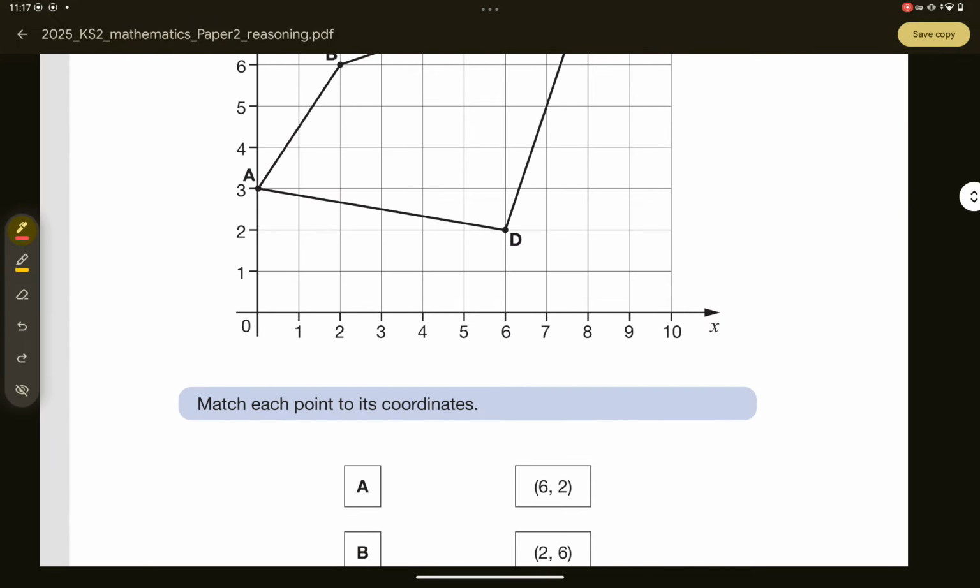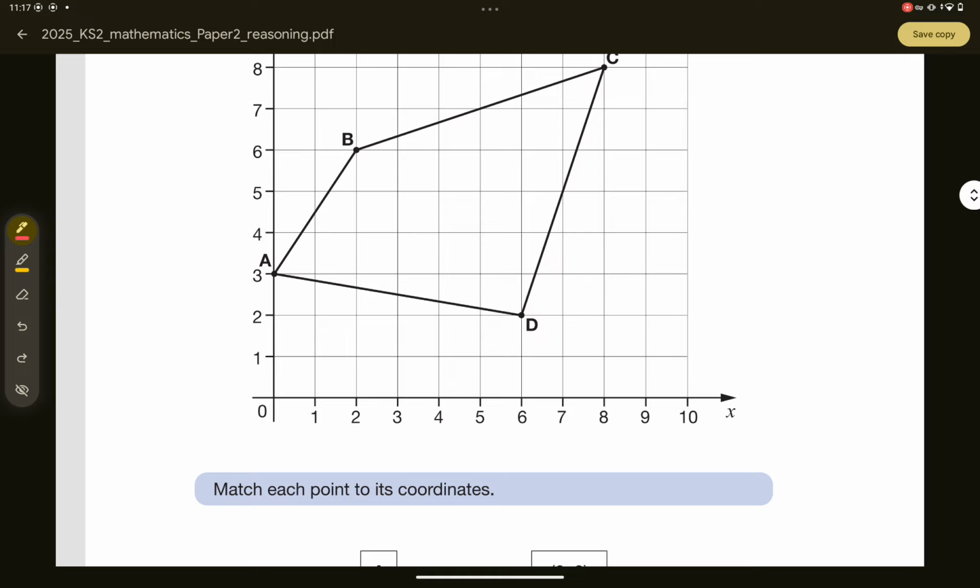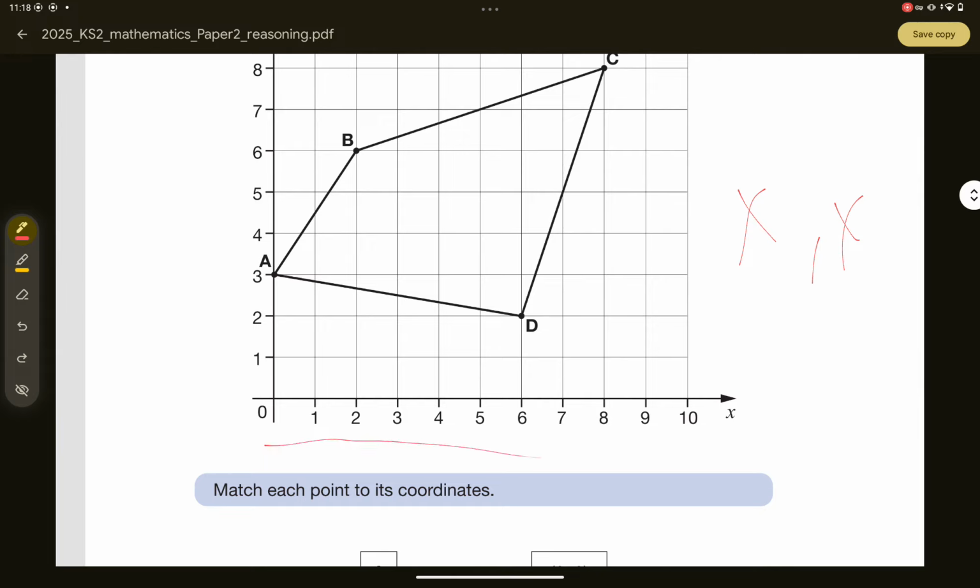This one, match each point to its coordinates. So first, we have to remember which order the coordinates are. X first, and then Y. So the way I would remember it is along the corridor, up the stairs. But you might also remember it like how X is before Y in the alphabet. So yeah, let's do it.